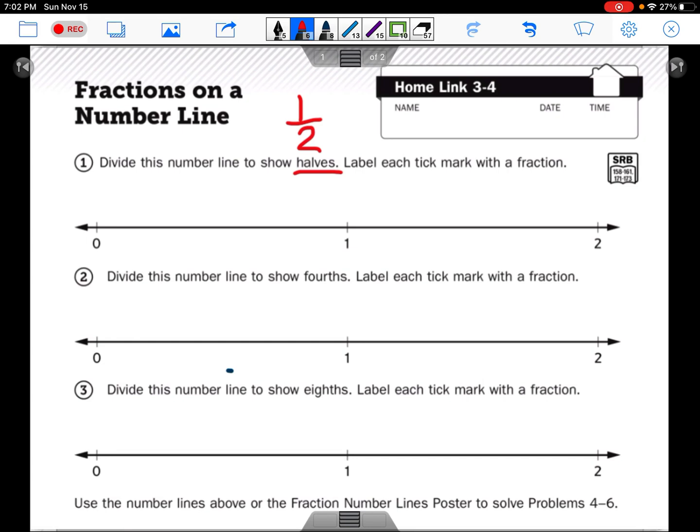So let's look. We know 0 and 1 and 2 are right here. Well, halves are always right in the middle, right? So this one would be 1/2. And what would this one be? It's not another half, it's 1.5, right? Because we're halfway in between 1 and 2.